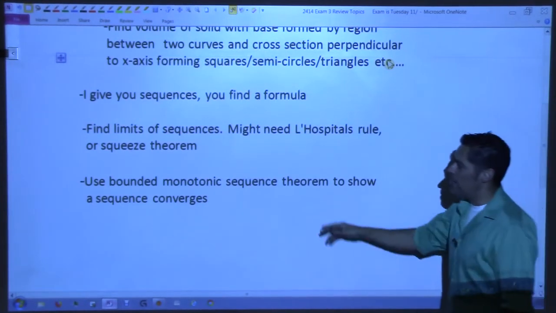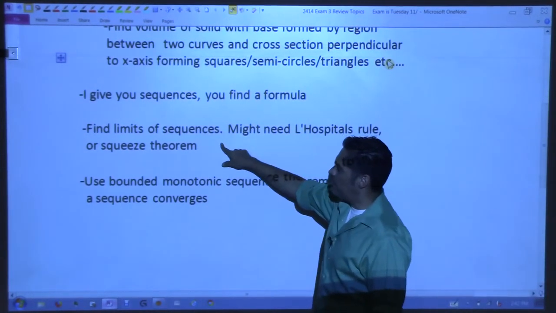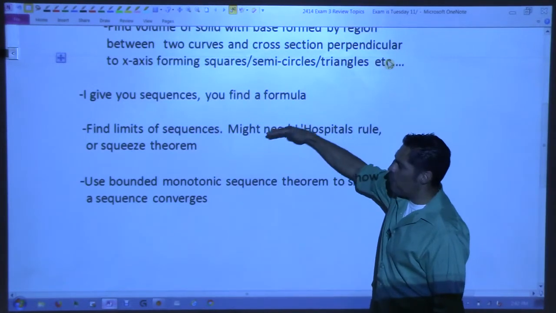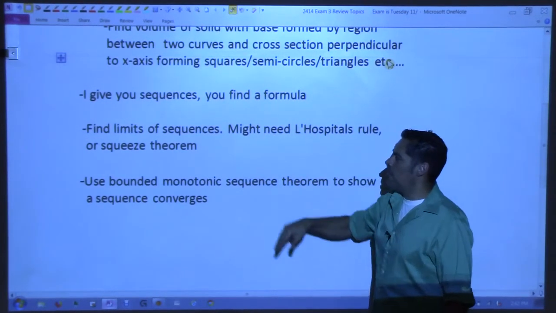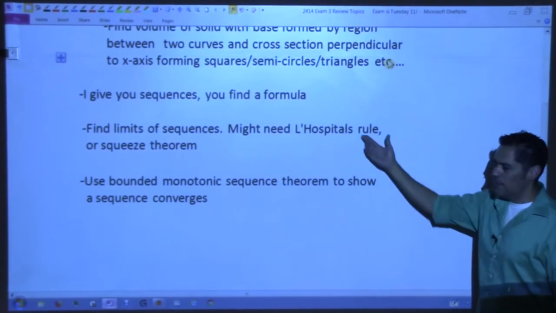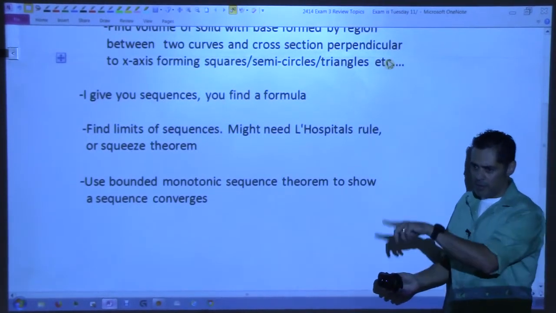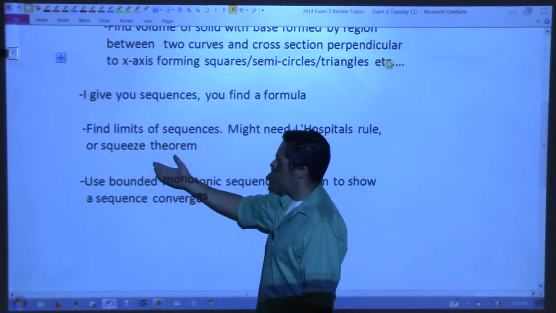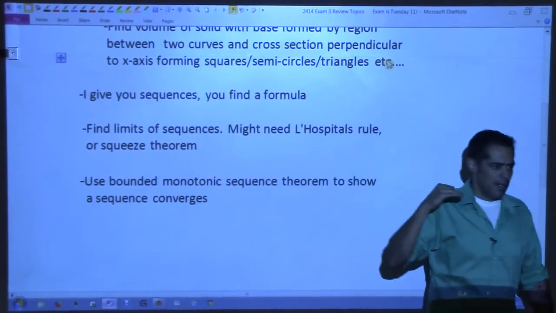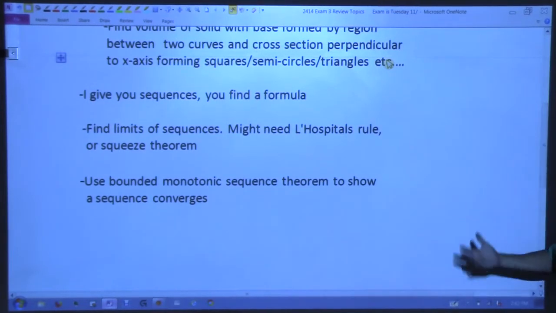Then you have to find a limit of the sequences. So that was from the homework from 8.1. This is all 8.1. Give you a sequence, take the limit. If you need to use L'Hopital, make sure you tell me you're going to go to a function of x. And then you might have to use the squeeze theorem. Anything from the homework assignment or what we did in class is fair game.